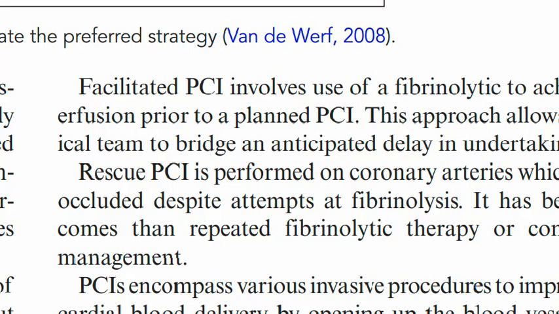Facilitated percutaneous intervention involves the use of a fibrinolytic to achieve reperfusion prior to a planned PCI, and there may be a rescue PCI. You can see a balloon-type stent goes inside, and the balloon captures the platelet and thrombus portion, which is then removed from the body.